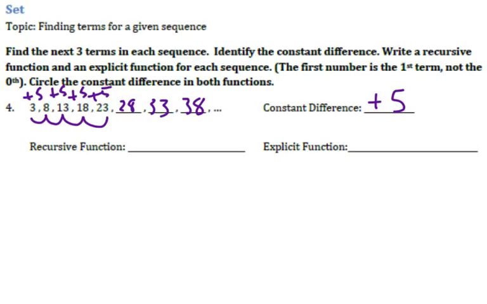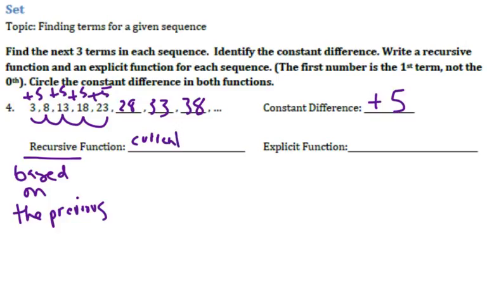Now, we've got to find the recursive function and the explicit function. Remember, the recursive is based on the previous number. So if we're thinking about this, we could just say, the current number is equal to the previous number, and what are we doing? We're adding 5 each time, so it's just the previous number plus 5. However, we don't like to write it like that. In math, they like to use different versions.